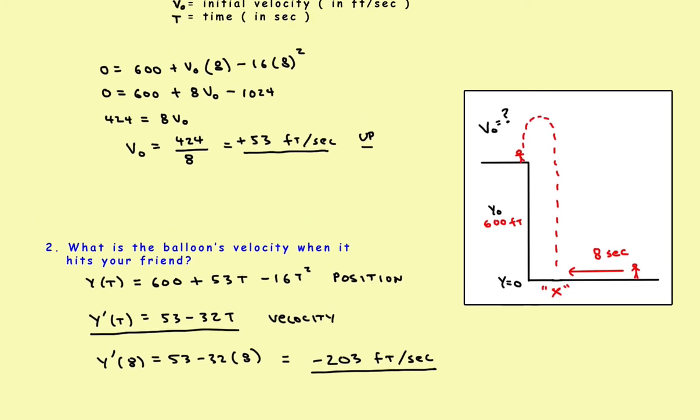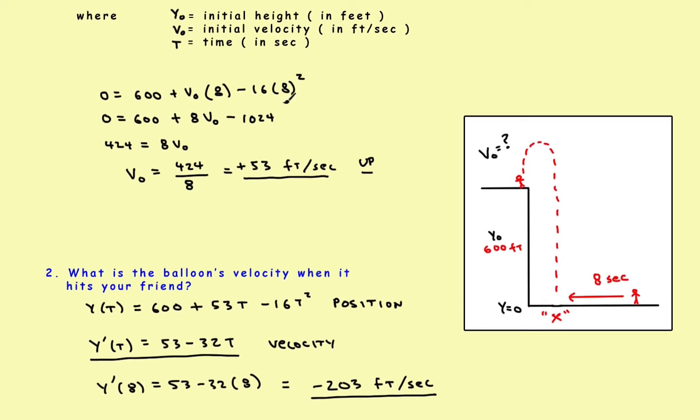So we'll scoot back up just a little bit where we can see it. To find the initial velocity, it occurs when the height is 0, because you know the initial height and you know the time. So solve the first part of the equation, and that will give you the velocity. You're actually going to have to throw this thing up at 53 feet per second. Then it goes up, comes down, and when it hits your friend, it's going to be going down, at negative 203 feet per second. So again, calculus makes it pretty easy.